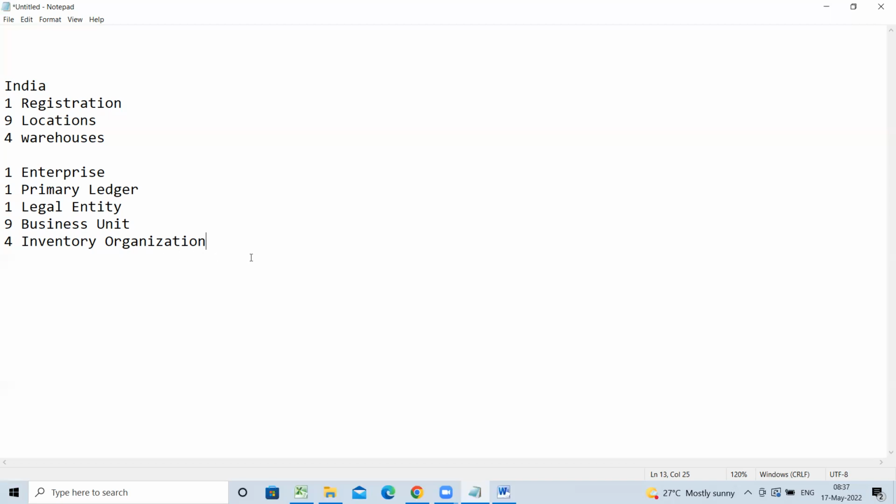Lakshman, one question. If we have 9 locations and 2 businesses, we can either create 18 BUs, or 9 BUs and 2 divisions, right? Yes, in 9 locations, in each location, 2 types of businesses.